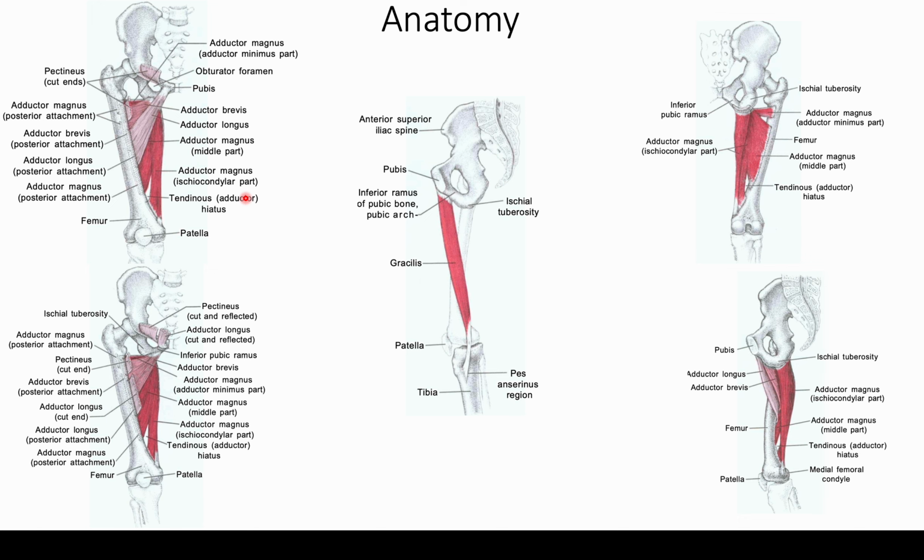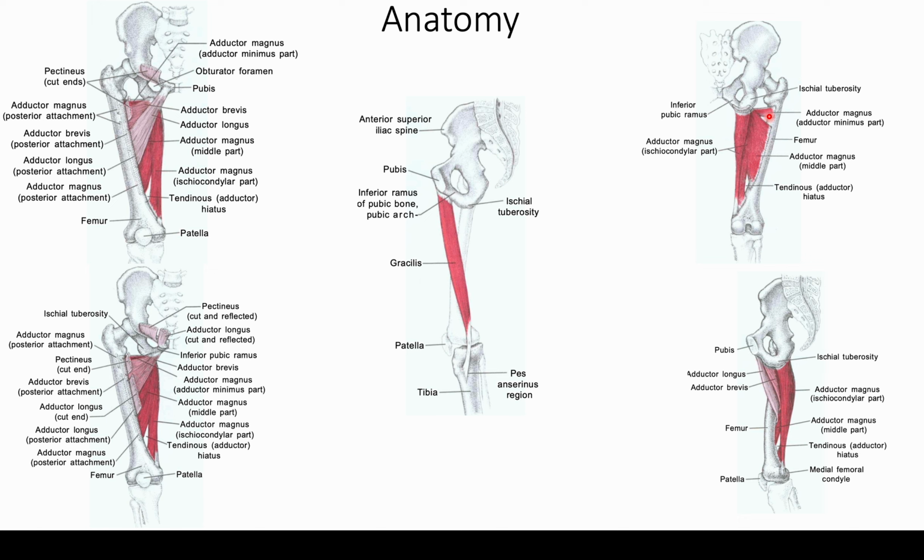Here's the quick anatomy of the muscles. You can see your pectineus right in here. The adductor brevis is right behind here. You can see it's quite deep. Here's your adductor longus. Behind is the adductor magnus. This will give you a better view. This is the back view. You can see how big the adductor magnus is.